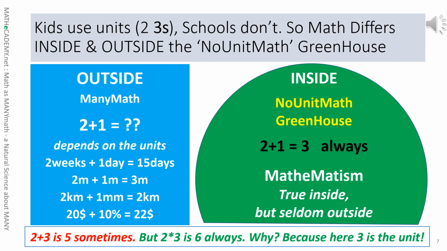Outside, we use many math. Asking 2 plus 1 is what, the answer depends on the units. 2 weeks plus 1 day is 15 days. 2 meter plus 1 meter is 3 meter. 2 kilometer plus 1 millimeter is 2 kilometer. $20 plus 10% is $22. 2 plus 3 is 5 sometimes, but 2 times 3 is 6 always. Why? Because here, 3 is the unit.